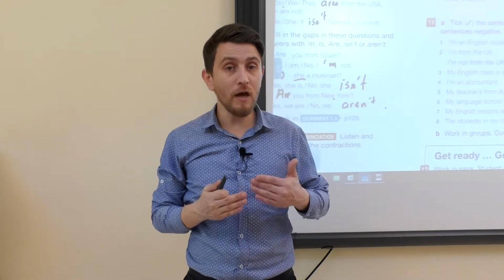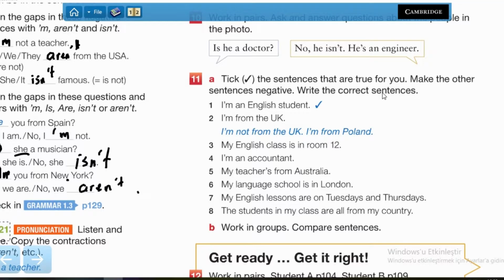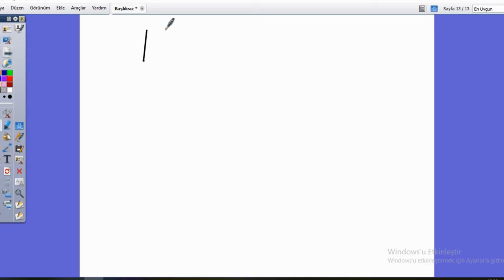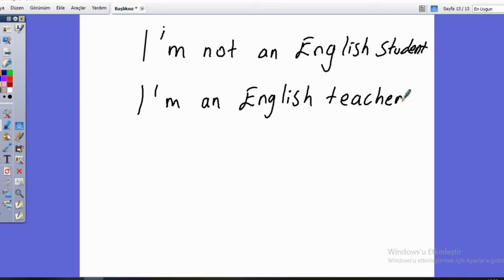So, if it's not true, first we make negative. So how we make it? I am an English student. Not really. So I say, I am not an English student. Let's make it first negative. Now you write the correct form. So, who am I? I'm an English teacher. This is how we make positive, and this is how we make negative forms with to be forms.